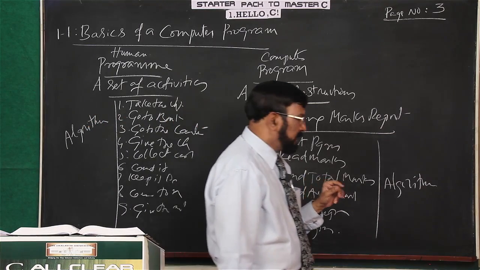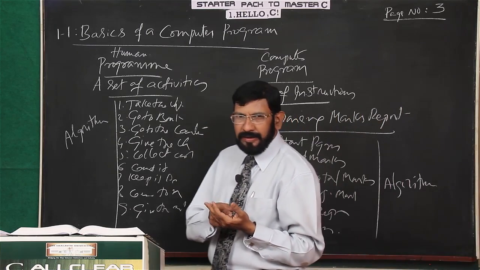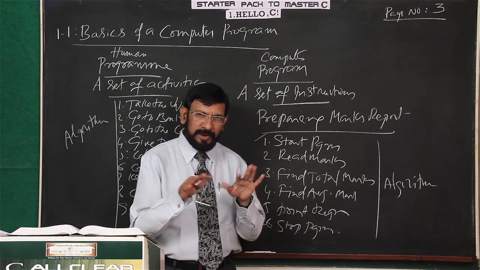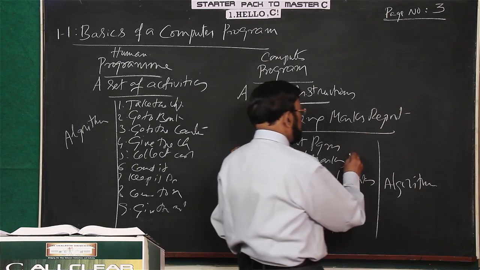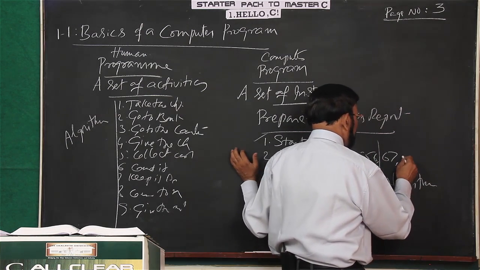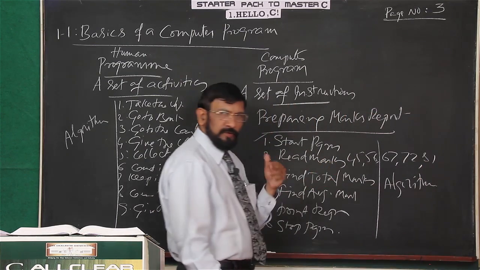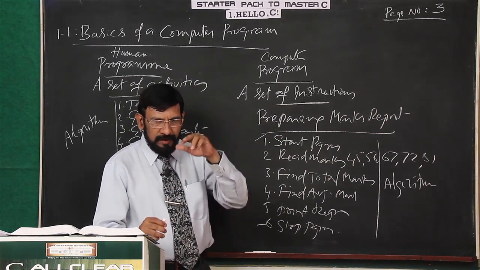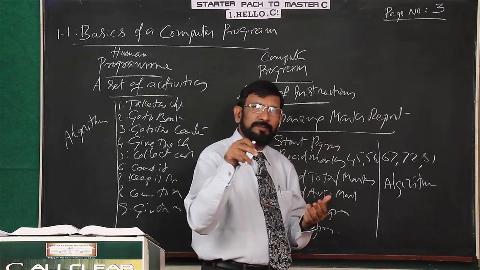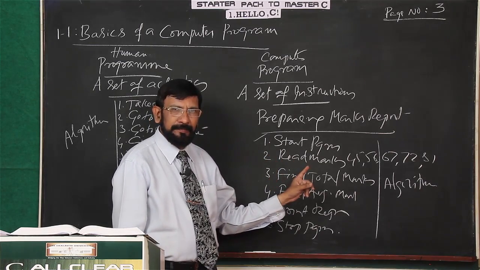Thereafter, read marks. Read marks means you have to enter the marks. Suppose you want a marks report, you have to enter the marks. Your marks are like this: 45, 56, 67, 72, 81. You are entering your marks. While you are entering, the system takes the marks and stores the marks in the computer memory. And that process is called reading.